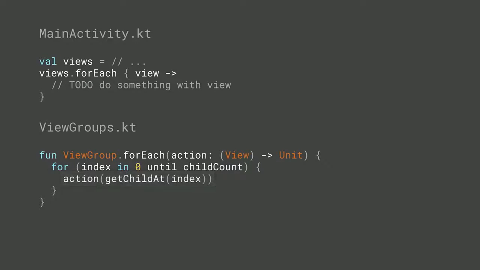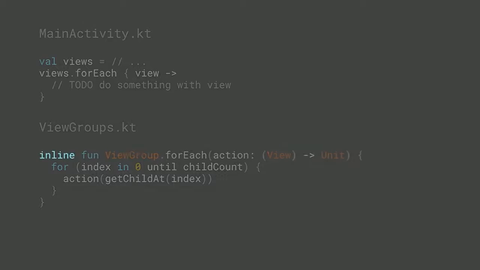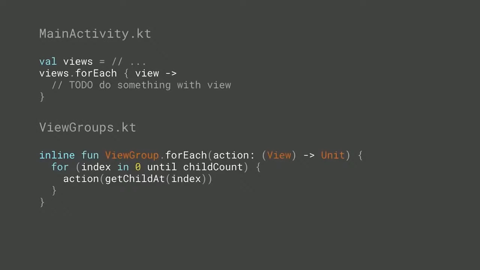What we can actually do is mark this as being an inline function. So this wasn't mentioned by Hadi. What it does is it takes the implementation of this method and inlines it into the call site. And so because the code has been moved, you no longer have to create that anonymous class. And so this method essentially becomes free to use.